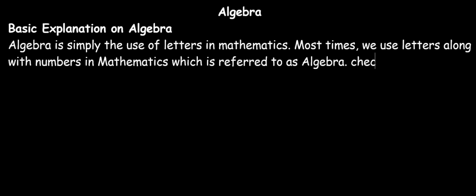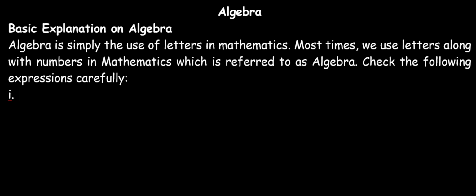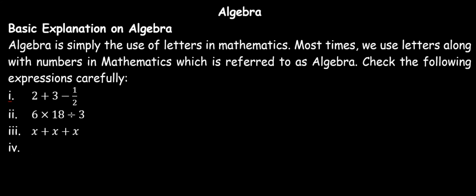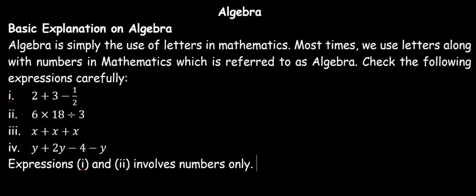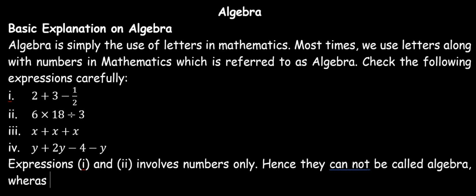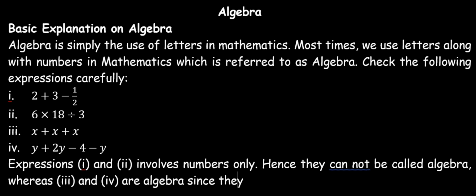Check the following expressions carefully. I, 2 plus 3 minus 1 over 2. II, 6 times 18 divided by 3. III, x plus x plus x. IV, y plus 2y minus 4 minus y. Expressions I and II involve numbers only, hence they cannot be called algebra, whereas 3 and 4 are algebra since they involve both letters and numbers.